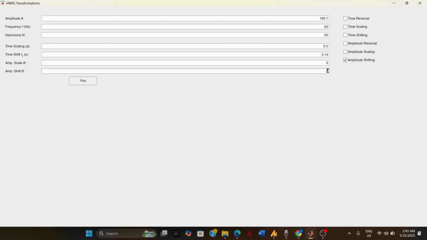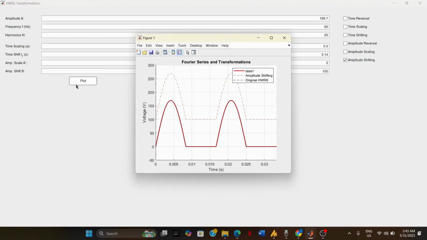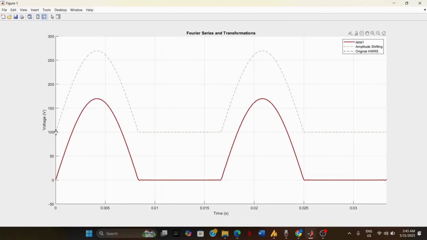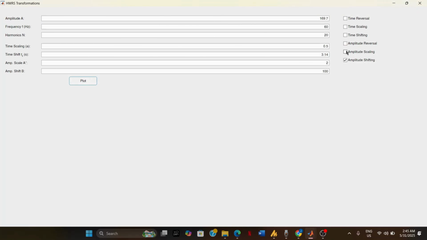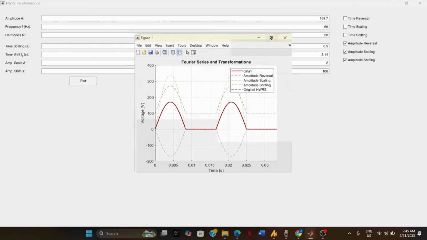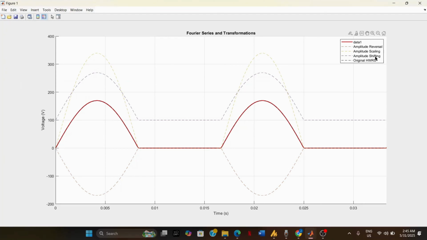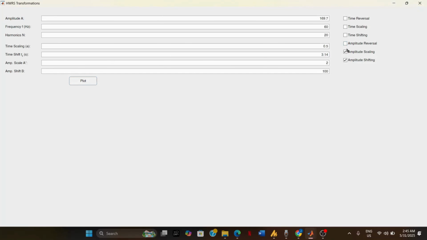Each transformation visually alters the signal. The time reversal reflects the signal horizontally. The time scaling compresses or stretches the signal depending on the value of a. Time shifting moves the signal left or right in time. The amplitude reversal flips the signal upside down, and the amplitude scaling stretches or compresses the amplitude. And last, the amplitude shifting moves the waveform up or down.